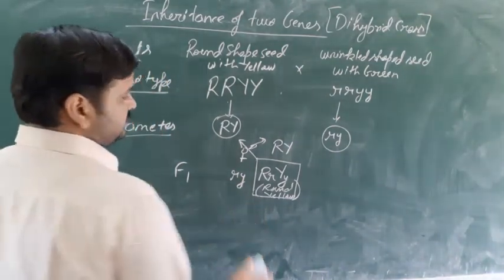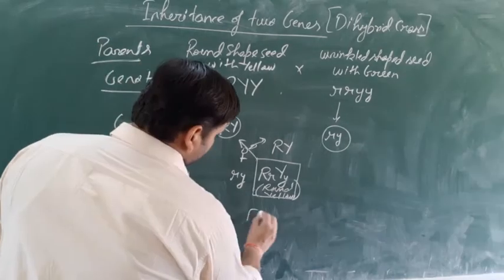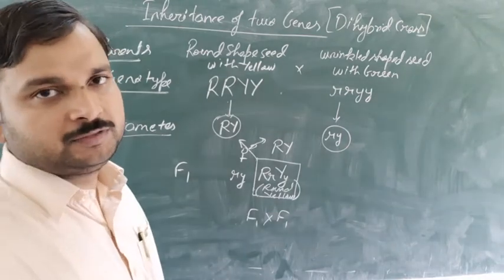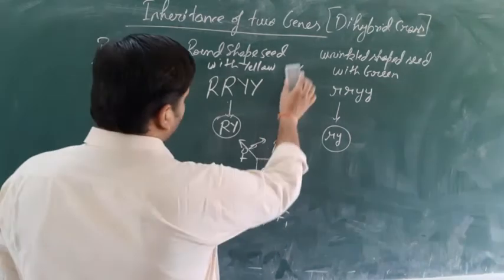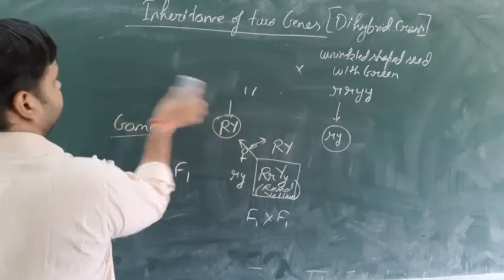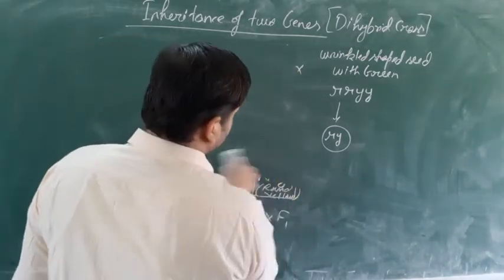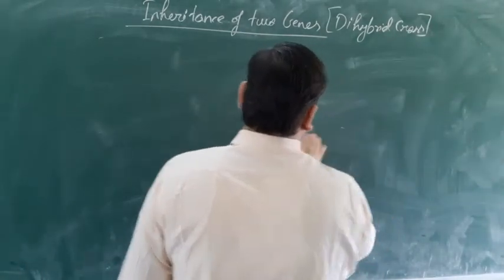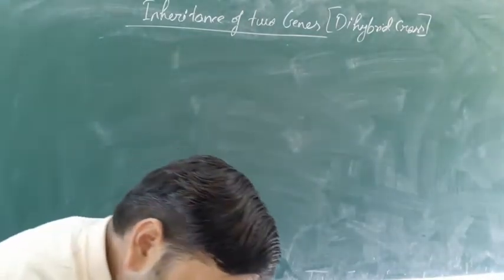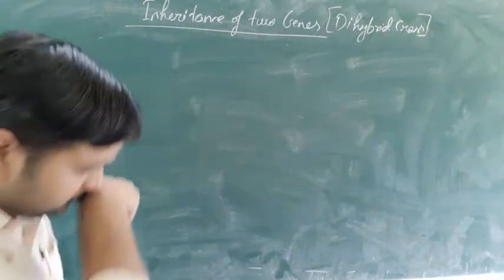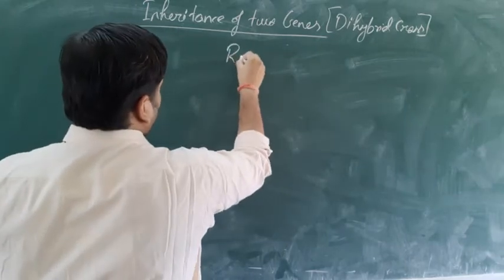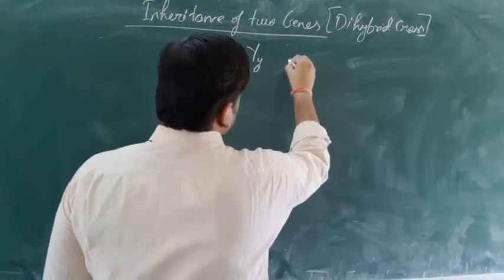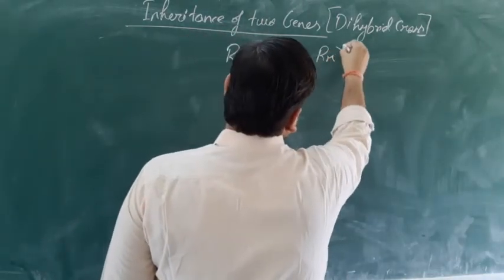Next step is selfing. Selfing means two members of the F1 will be crossed. Means F1 will be crossed with the F1. Then what will be the result? That we will see. So capital R, small r, capital Y, small y. This will be crossed with capital R, small r, capital Y, small y.